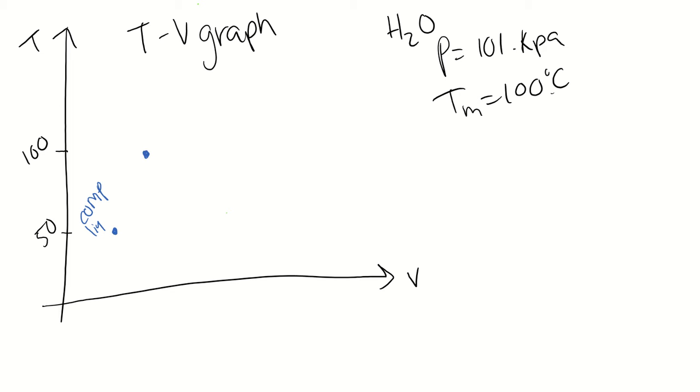If we supply more heat, the temperature will stay constant while the volume increases, where we have a mixture of liquid and vapor. If we supply even more heat, the volume will keep increasing until it reaches the saturated vapor point at the same temperature. If we supply more heat after this point, the temperature will increase with the volume, where we're going to have a superheated vapor.